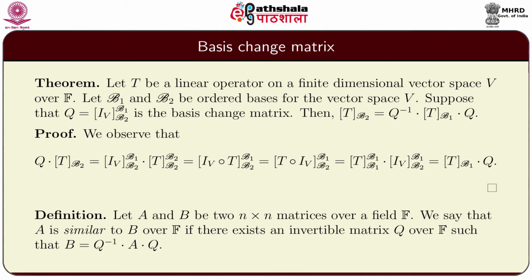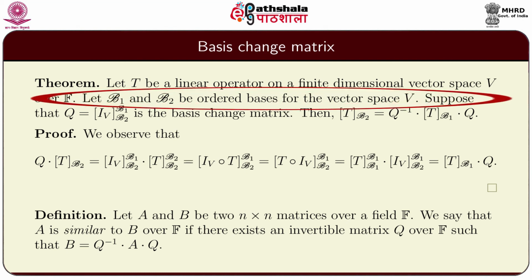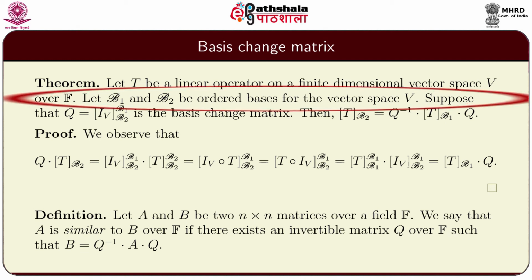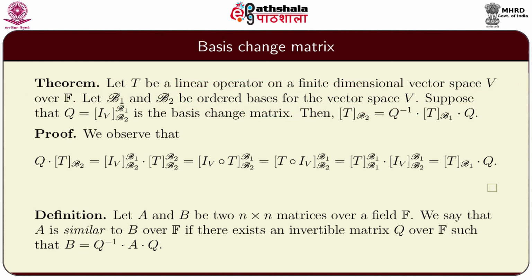The theorem says that if T is a linear operator on a finite dimensional vector space V over F, and if B1, B2 are ordered bases for V, then if we assume that Q, the matrix representation of the identity operator I_V with respect to B2, B1, is the basis change matrix, then the matrix representation of T with respect to the basis B2, that is [T]_B2, is equal to Q inverse times the matrix representation of T with respect to the basis B1, that is [T]_B1, times Q.